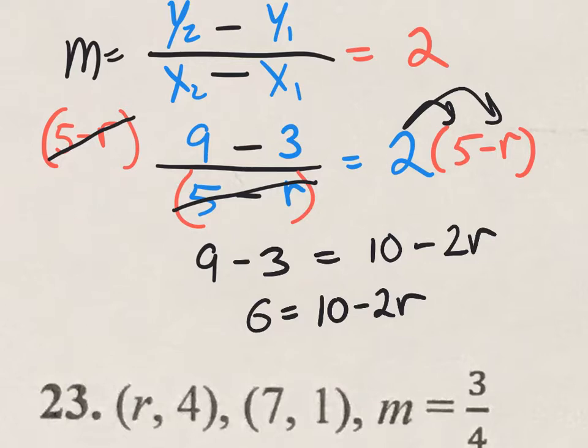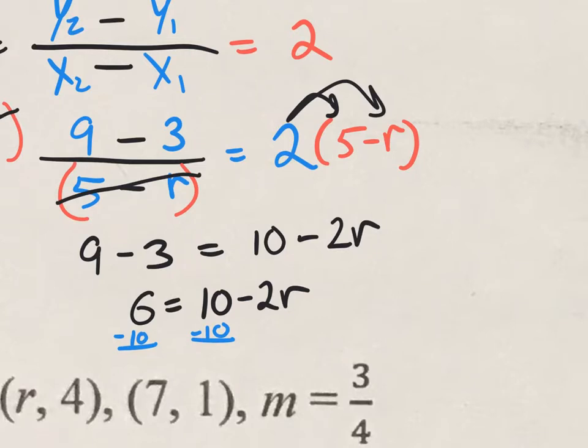And we need to get r by itself. So what we do next is subtract 10 on both sides. And we're going to have a new equation. Let me write it up here. A new equation will be 6 minus 10 is negative 4, equaling negative 2r.